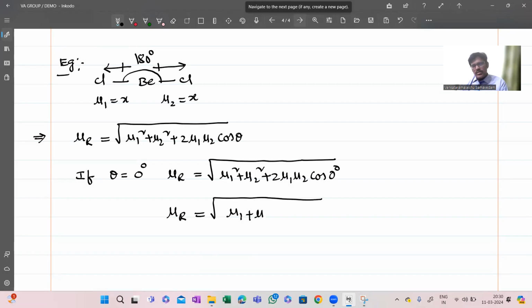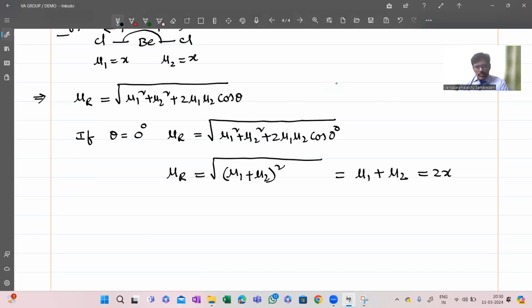Mu1 plus mu2 whole square. Then what you will get? Mu1 plus mu2. The resultant dipole moment, if I take the above equation, is 2x. At 0 degrees, that is nothing but the same direction. Both bonds are in the same direction. Then the dipole moments add together.